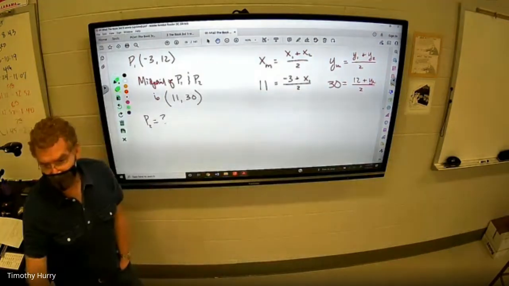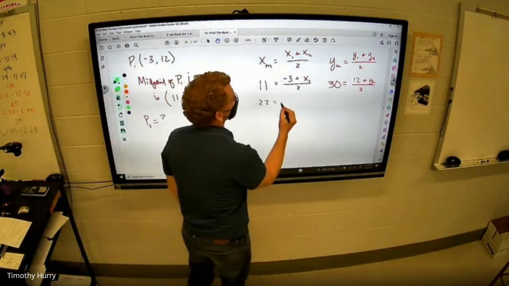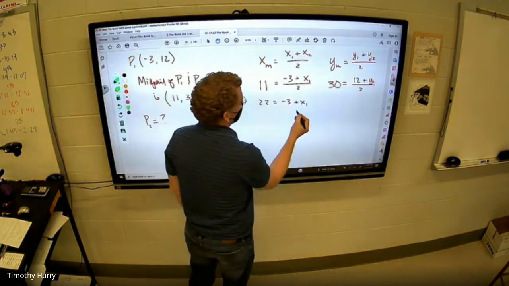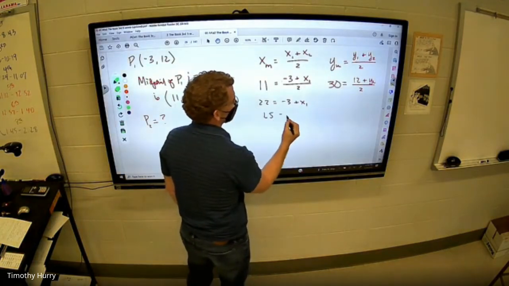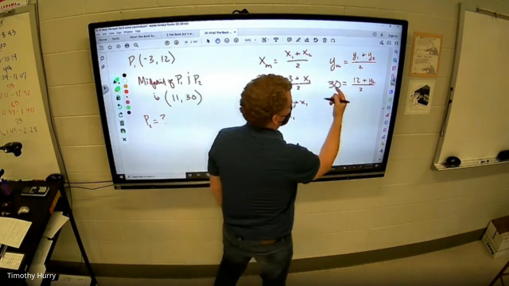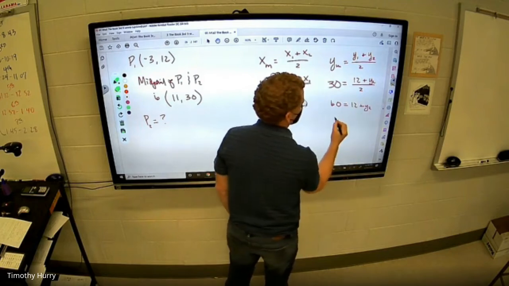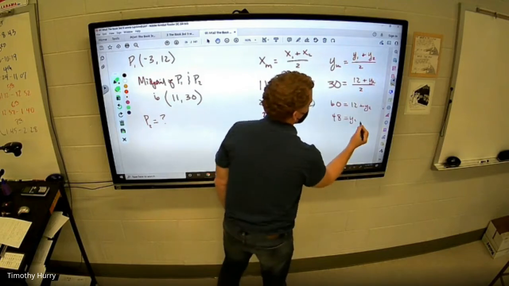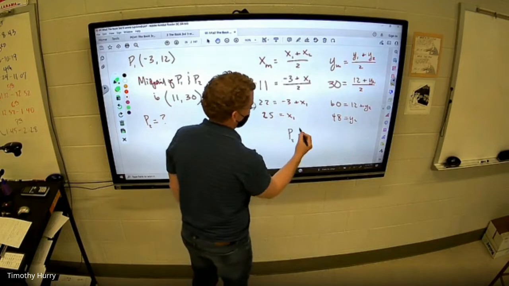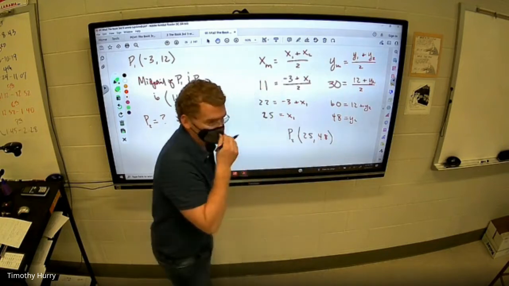You could just use algebra to solve. You could multiply both sides by 2, add a 3, multiply both sides by 2, subtract the 12. So it turns out my other point, point 2, is 25, 48.